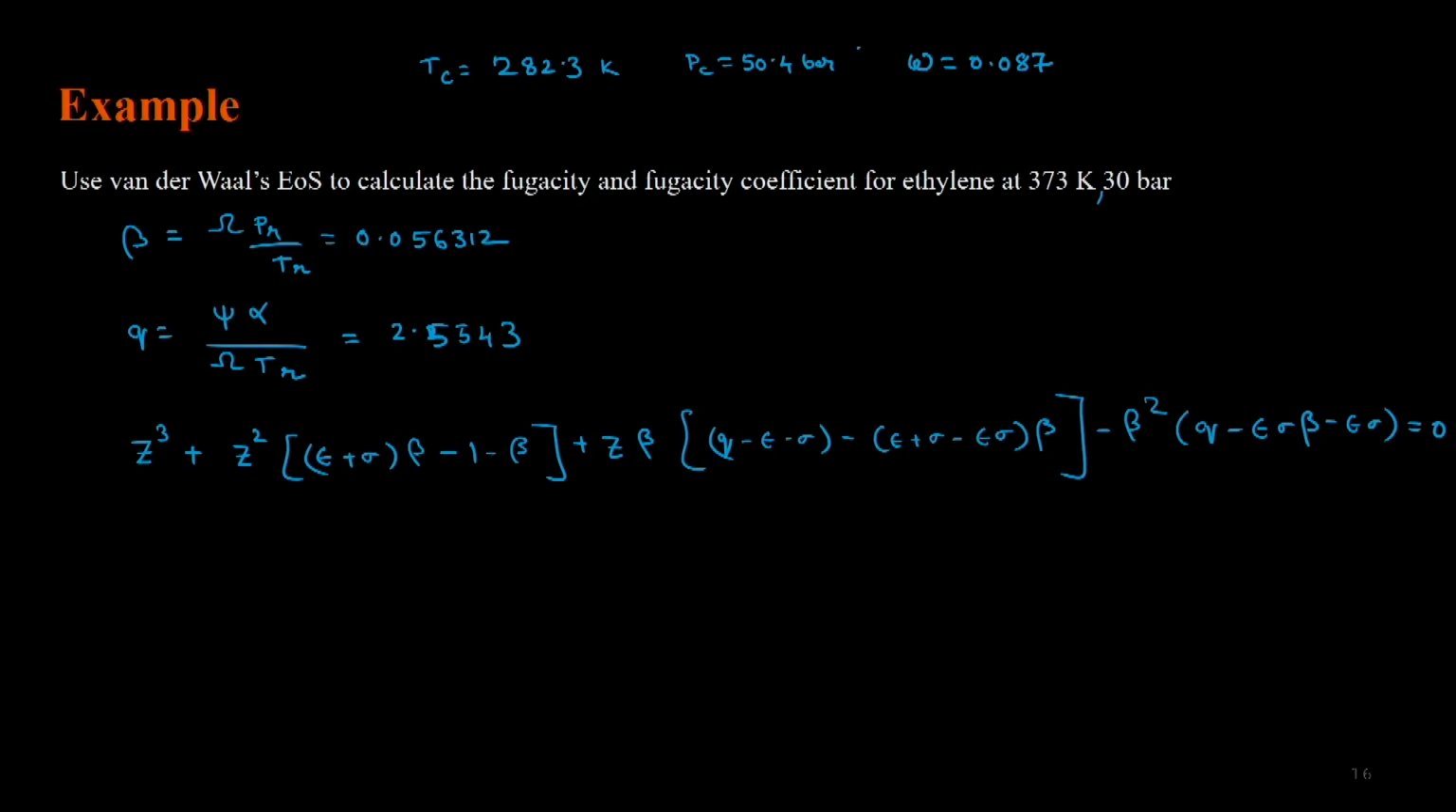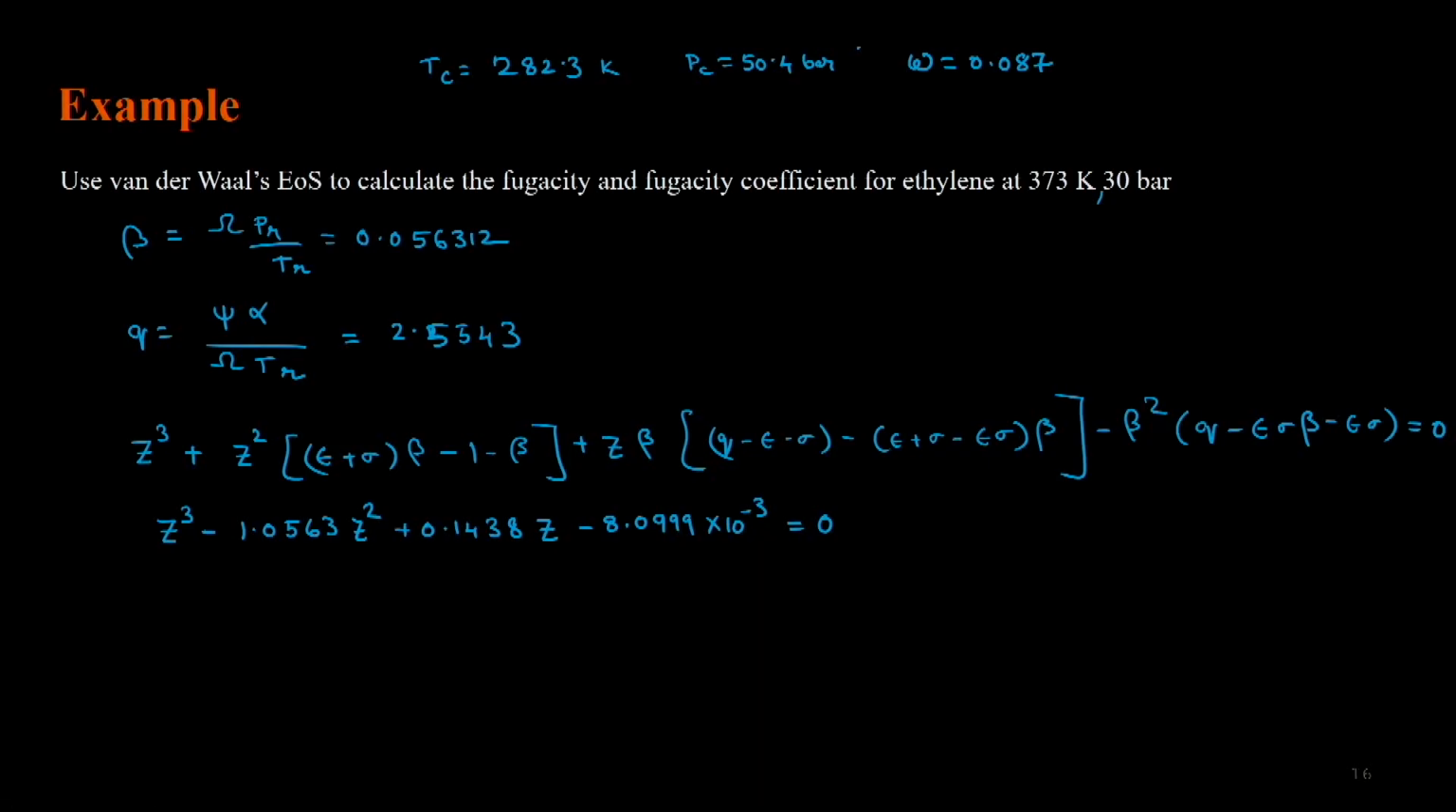And once we do that, we get the coefficients for this cubic polynomial, and it turns out to be Z cubed minus 1.0563 Z squared plus 0.1438 Z minus 8.099 times 10 to the power negative 3. This equals 0. This is the cubic in Z we get for the equation of state.